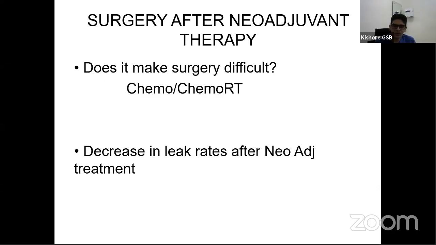I think there's an element of fibrosis. But personally, I think the numbers are too small for me to put in my personal experience to say whether the leak rates are lesser with and without neoadjuvant therapy. If you're in a high volume center, or if you're an experienced pancreatic surgeon, this is probably not a significant factor, but it is quoted often as one of the factors.